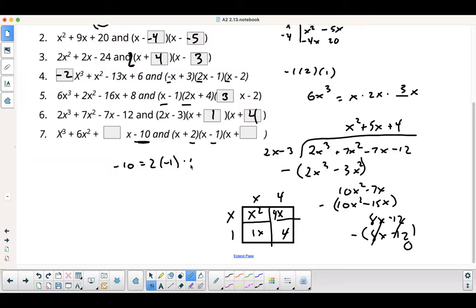I'll just call it n. So negative 10 equals negative 2n. Divide by negative 2, I get 5. So that's helpful.